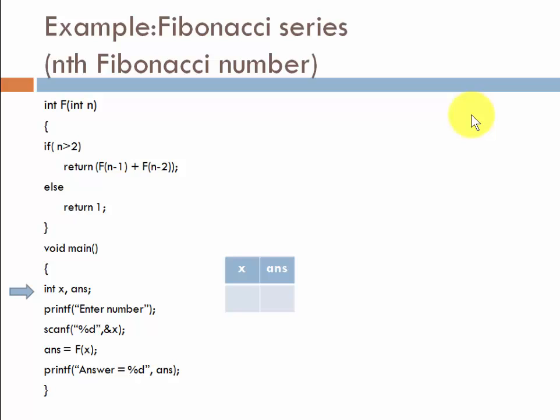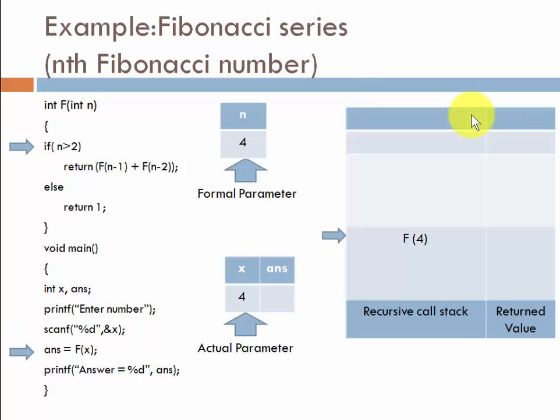Fibonacci series. In this program we will try to evaluate the nth Fibonacci number. For that we are declaring two integer values, one is input, second is answer, that is output. First we take the value in x. Let us say we are entering value 4. So it will find out the fourth Fibonacci number.